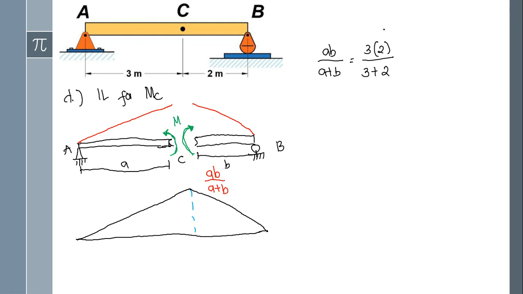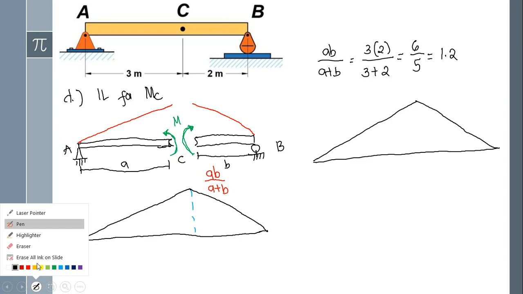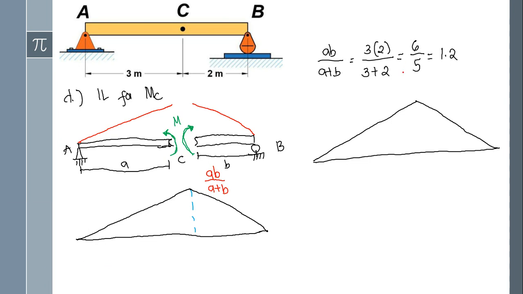3 times 2 is 6, and 3 plus 2 is 5. That is 6 over 5, and 6 over 5 is equal to 1.2. So when we redraw it, the highest ordinate is equal to 1.2.